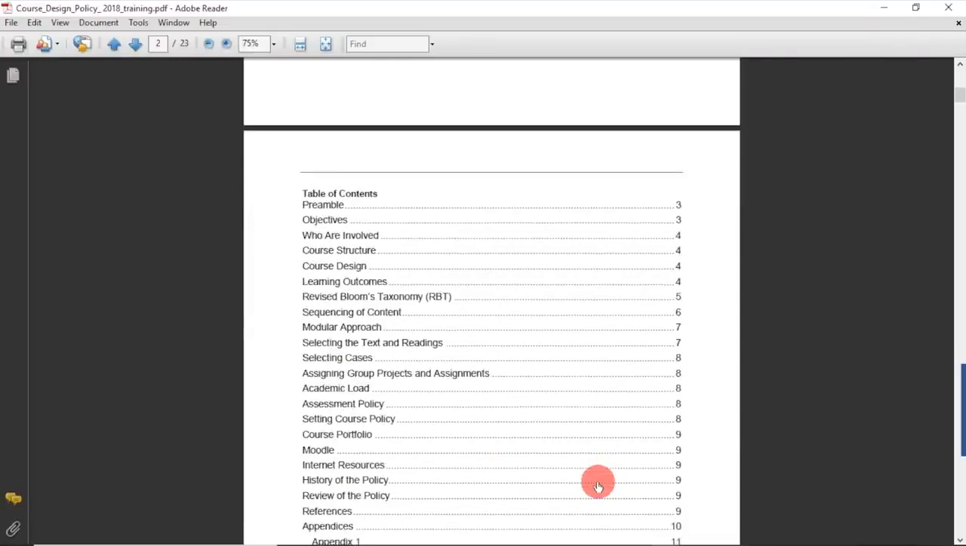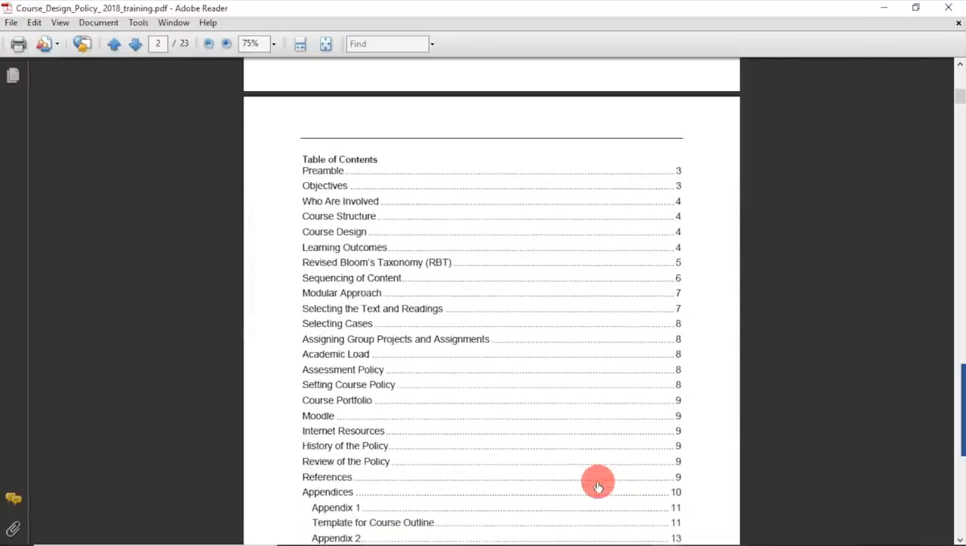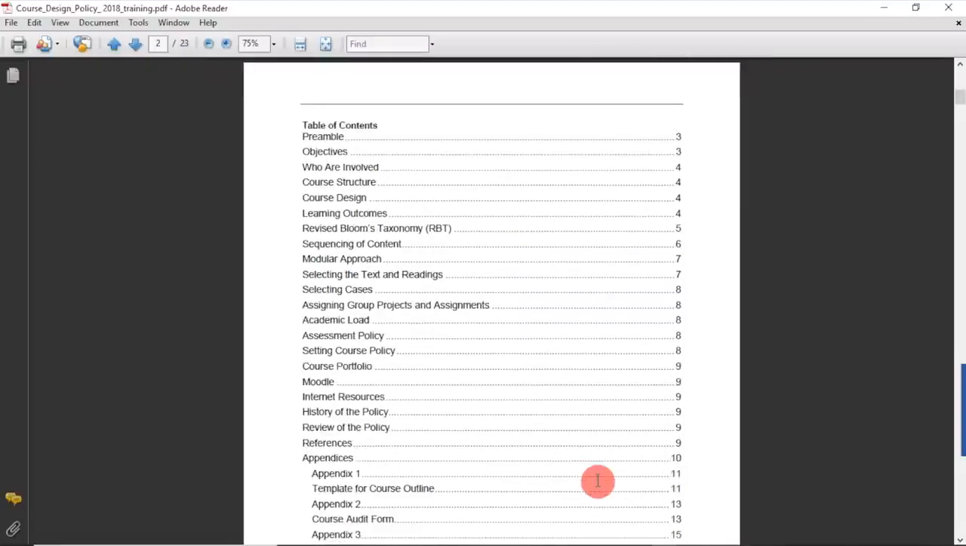So we went in for putting up the table of contents, in which we had different headings like preamble, objectives, who are involved in developing this, what is the course structure, what is the course design, what are the learning outcomes we are focusing upon. We have also touched upon Bloom's taxonomy, and thereafter the revision was there. So that has also been discussed in this.